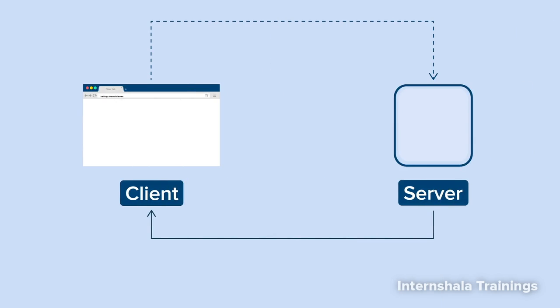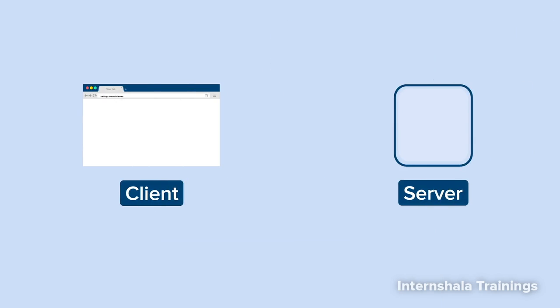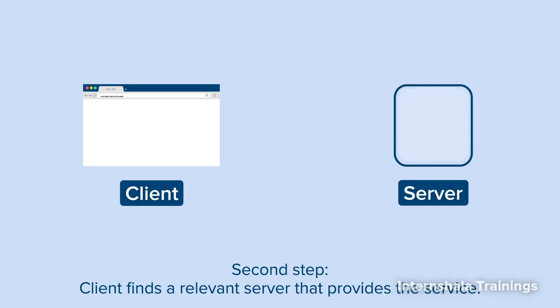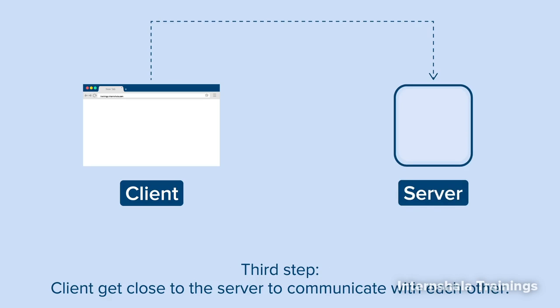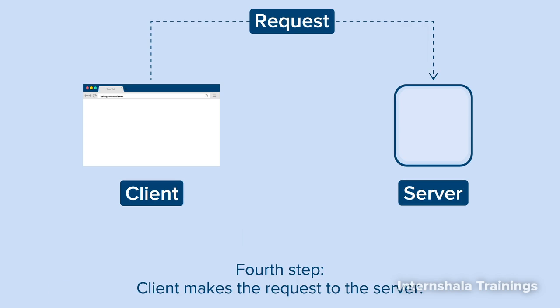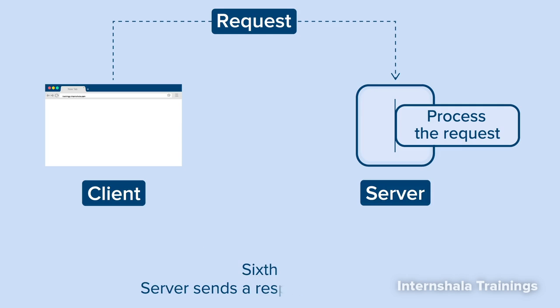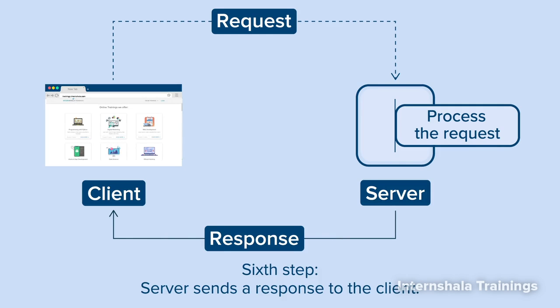To understand this, let us again come back to this example. Here, we have a client and a server. So the communication first starts with the client who feels the need of a service. Next, the client finds a relevant server that can provide the service it needs. After that, the client gets close to the server so that they can communicate with each other. Post that, the client makes a request to the server mentioning what it wants. Now the server acts and processes the client's request. And lastly, once the processing is done, the server sends a response back to the client.